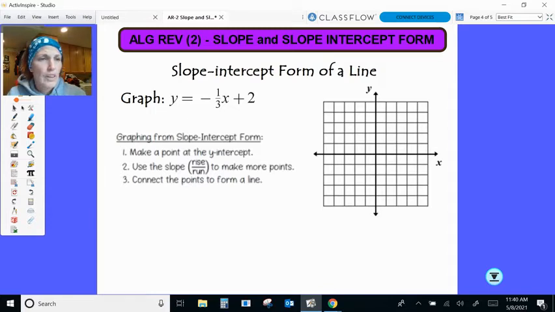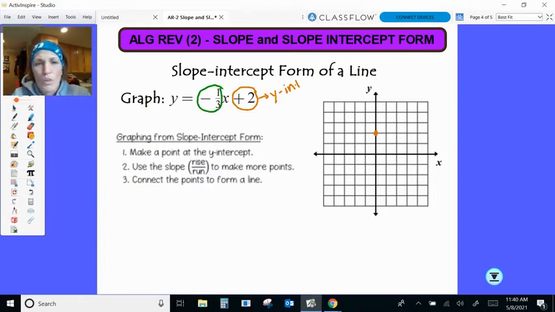Okay, so now let's graph this line right here. So maybe you want to pause the video and do this on your own. Okay, so we have our y-intercept of 2. So we're going to go up on the y-axis, positive 2, and plot that on our y-axis. That's our y-intercept. And from that y-intercept, we're going to calculate our slope. Our rise over run is -1/3.